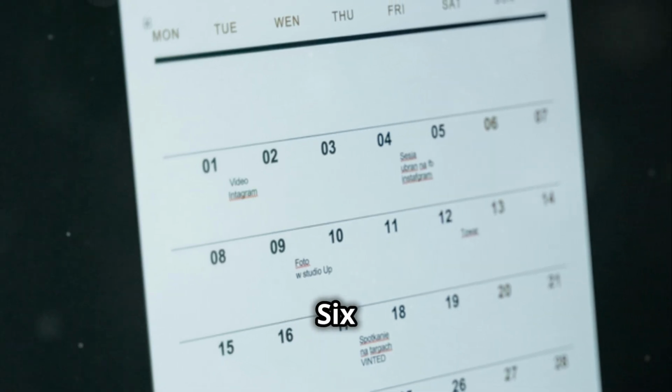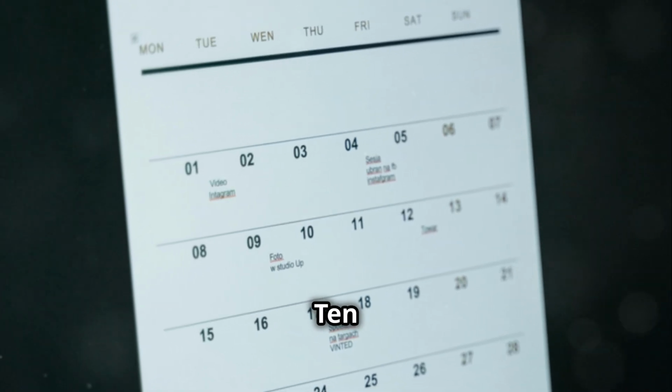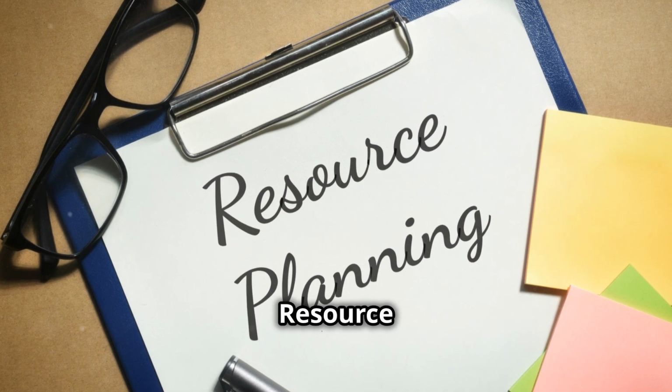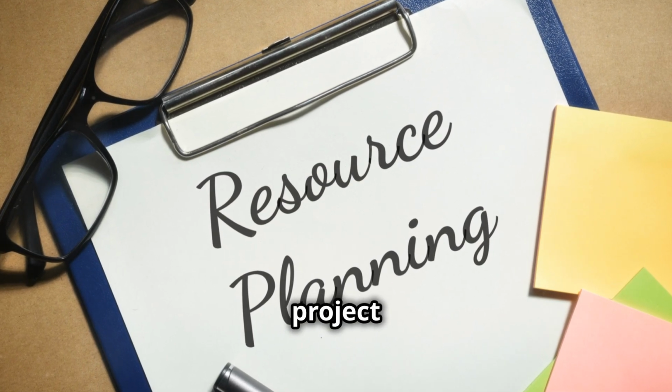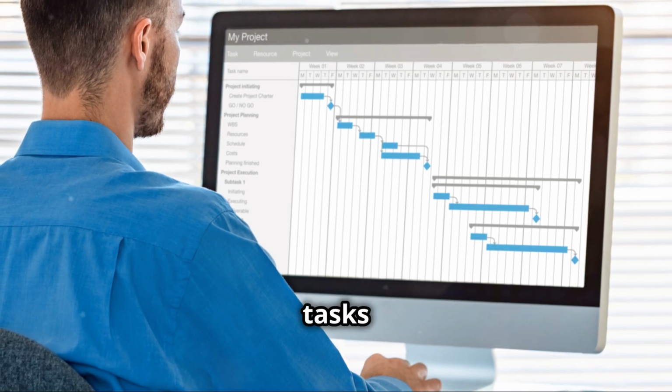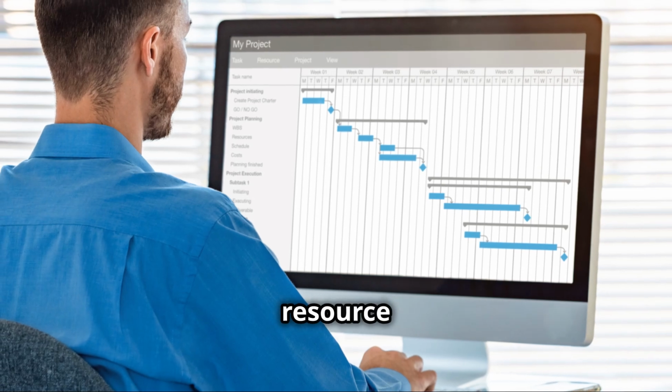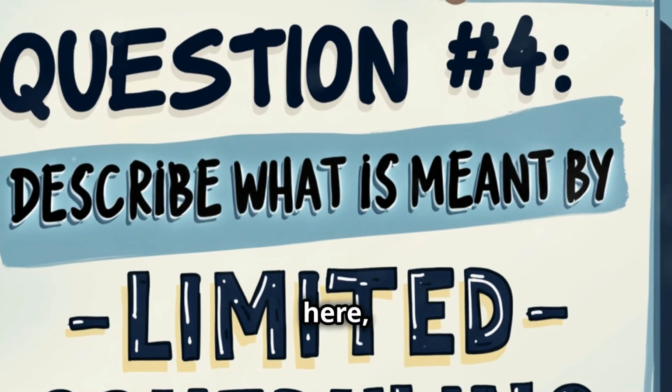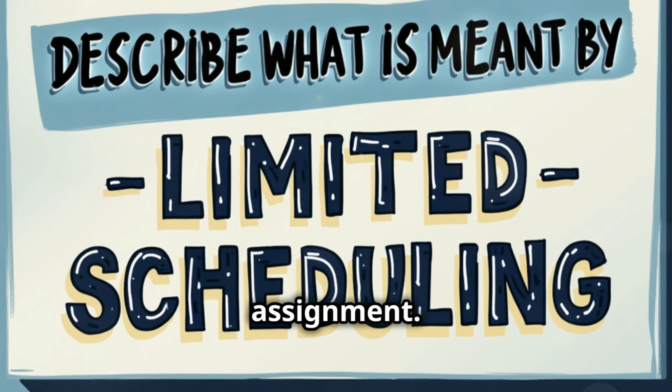Figure 6.10. Resource requirements plan for a painting project with limited resources, showing how tasks are rescheduled to fit within the resource constraints. Pause the video here for question number 4 in this week's question set assignment.